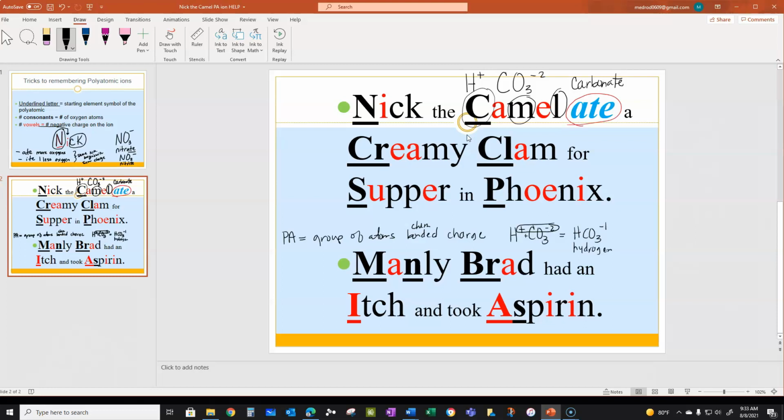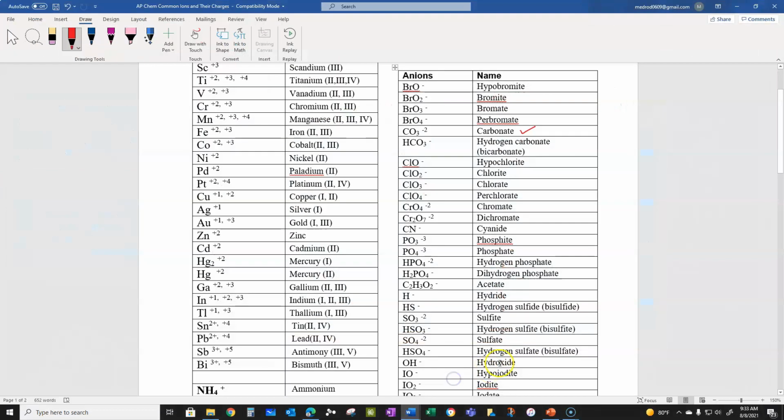CO3, that name didn't change, so that's still carbonate. Okay, so you have to remember, ladies and gentlemen, you're going to see hydrogen pop up on this list a couple times. So right here with the phosphorus, there's a hydrogen, with the sulfur one. You're just adding up the charges.